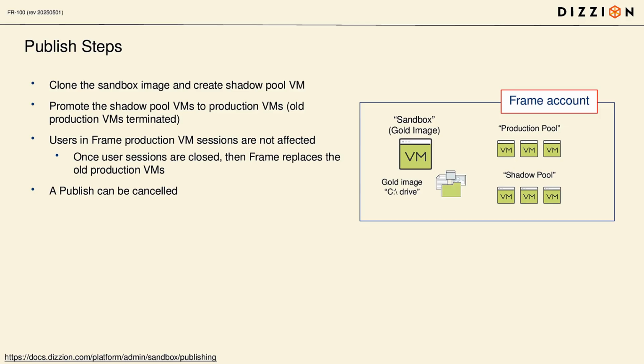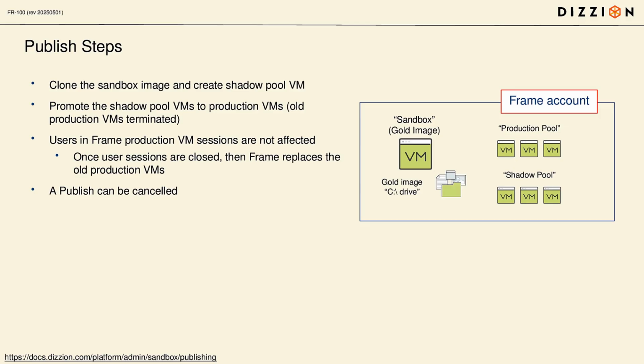This can be of great benefit when planning your desktop updates and troubleshooting potential problems with a publish. After you initiate a publish operation, the frame orchestration engine begins by cloning the sandbox image to what is called a shadow pool. This ensures that any users in an existing production session are not interrupted and continue to use their current VM for the remainder of that session. Once that session ends, the original backing VM is replaced with one from the shadow pool. Any other VMs that are not in a session are terminated and replaced based on the capacity settings of the instance types that are configured for this frame account.